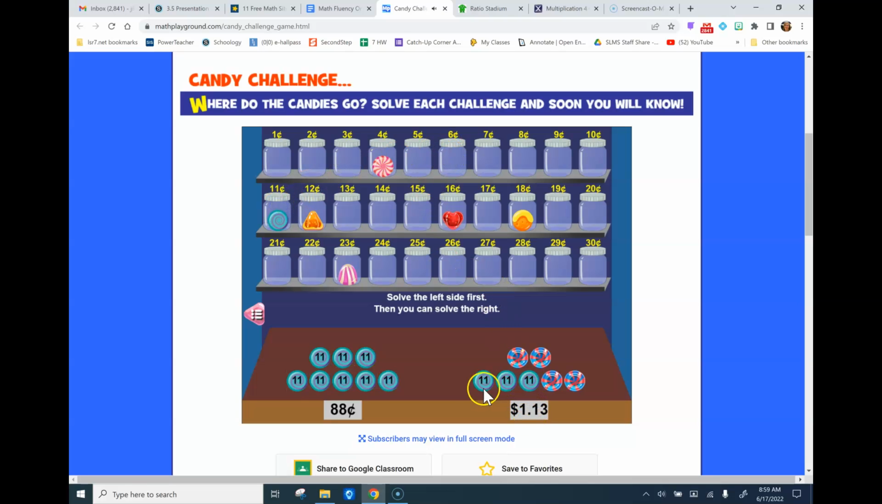Then you have to use it over here to come up with the next one. So it just keeps on building. So it's really good practice, and it's kind of a fun game, kind of addictive, as you can see. So that's Candy Challenge.